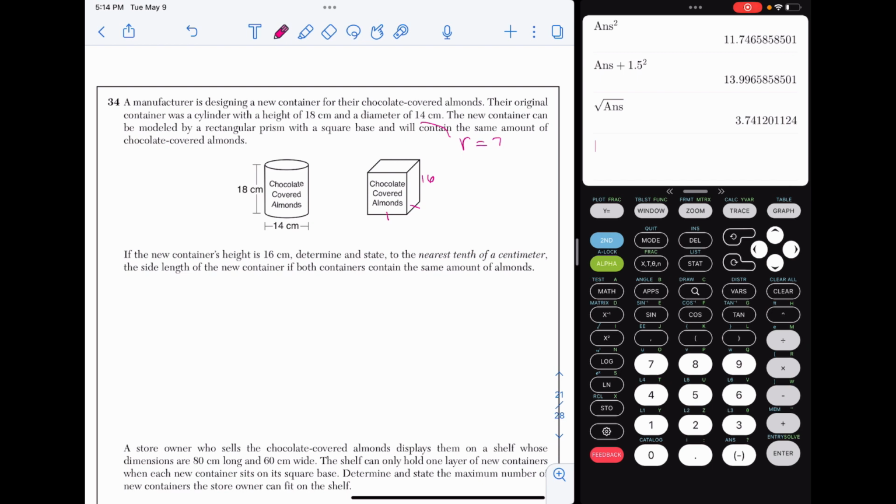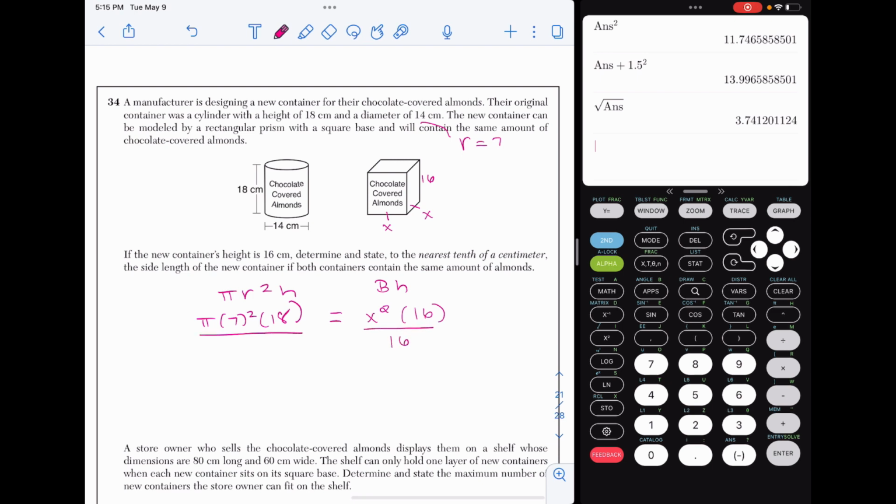We're talking about volume here. So the volume of the cylinder, the formula for volume of a cylinder is pi r squared h. We know the radius is 7. We know the height is 18. Over on the rectangular prism side, the volume of a rectangular prism is capital B times H. Capital B is area of the base. So I don't know the sides of the base, so let's just call each of them x right now. So I know the area of that base would be x squared and then times 16.